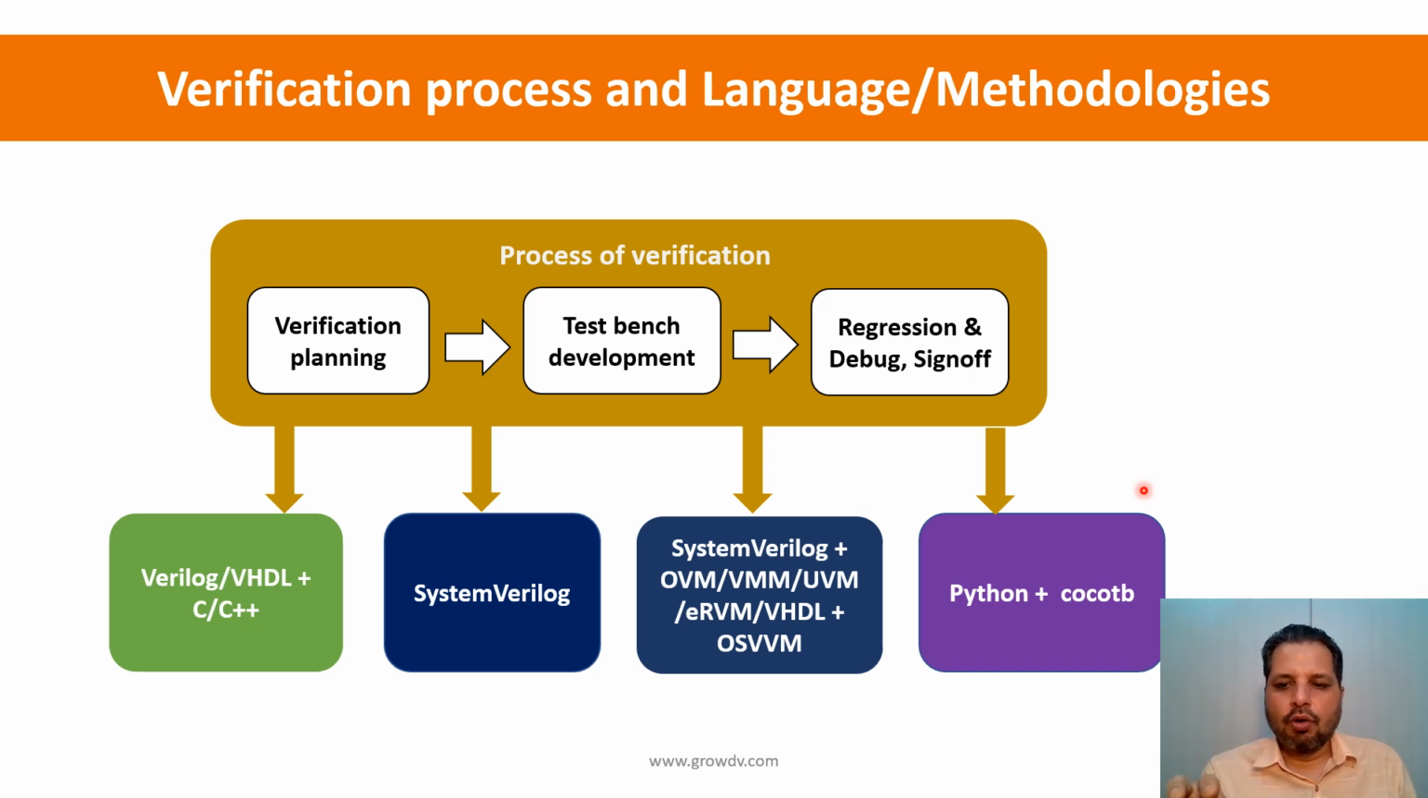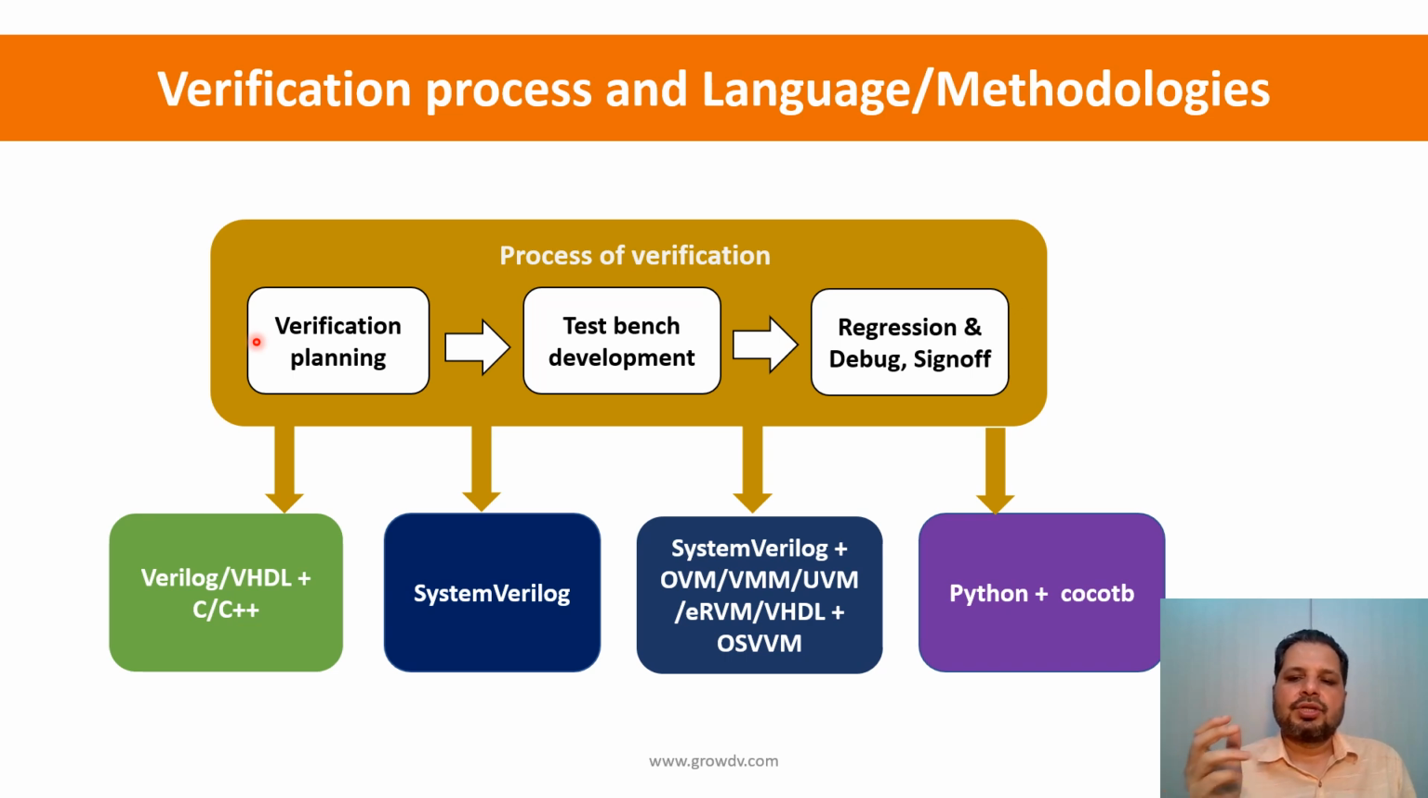Now if we look more closely into it, it essentially consists of three phases. There is a verification planning phase, and then there's a test bench development phase, and a regression, debug, and sign off phase. These are the three phases that are part of your process of verification. And as a part of verification planning, there are two key things that get created. One is your actual verification plan, which typically consists of a test plan, checks plan, and a coverage plan.